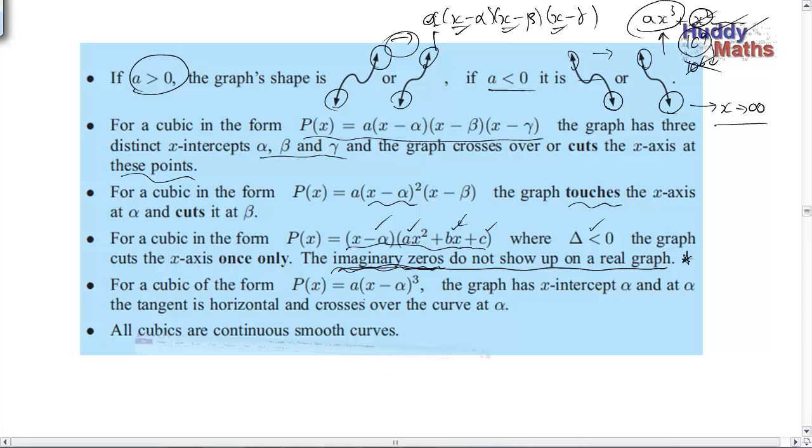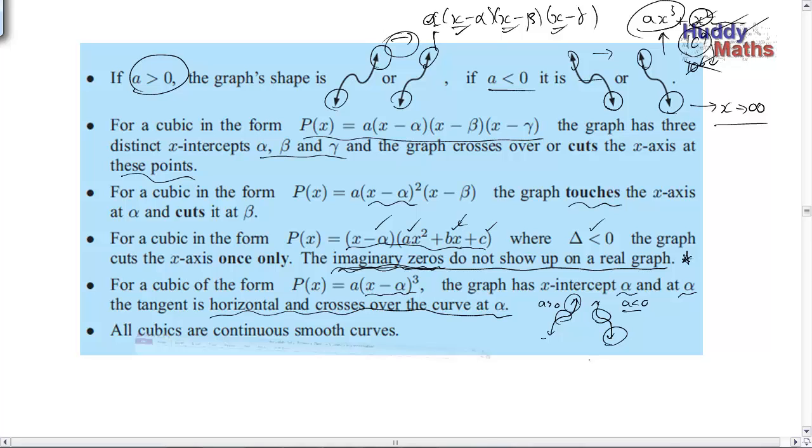For a cubic of this form, so it's 3 linear factors all the same, it has intercept alpha, and at alpha the tangent is horizontal and crosses over the curve at alpha. So the idea is that that's a stationary point, either like that or like that. If A out the front is positive, for large x therefore, it would be going up. If A out the front is less than 0, for large x the leading term will be positive, and this will multiply it by a negative, which will mean it will be going down in the negative region.